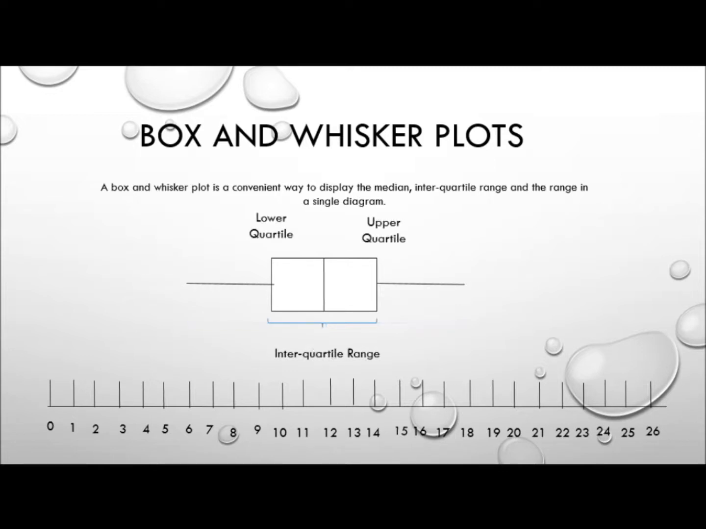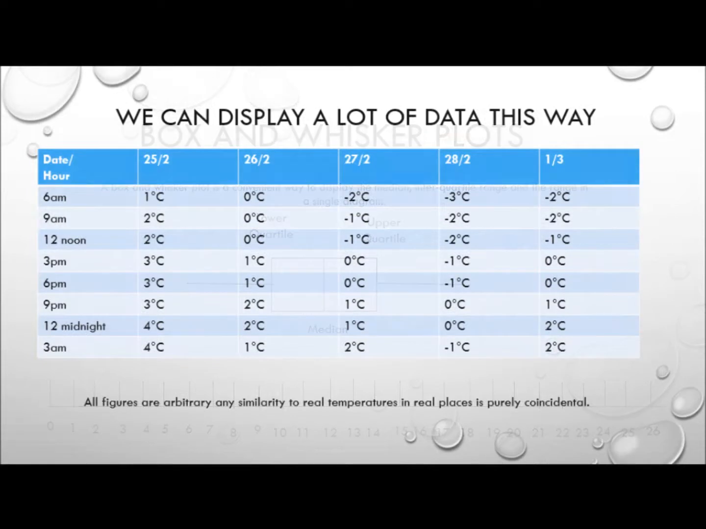Turning our attention to the box, the edges of the box represent the lower quartile and the upper quartile, and the entire length of the box represents the interquartile range. And the line somewhere down the middle of the box will represent the median value. We can use box and whisker charts to very quickly display an awful lot of data.